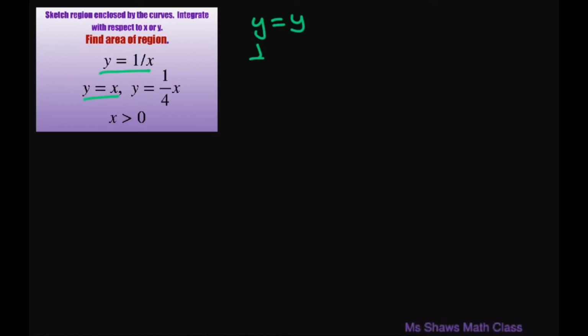So we can set 1 divided by x equals x. That gives us x squared equals 1. So we have x equals plus or minus 1. But our x has to be positive. So we're just going to take x equals 1. All right, so we have that point here. If x is 1, then y is 1. So we have that one.